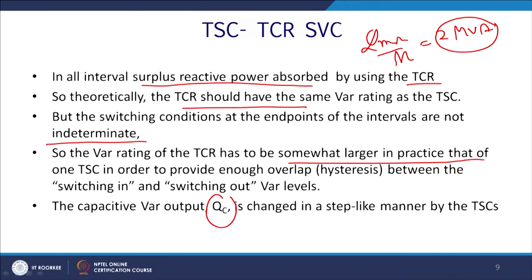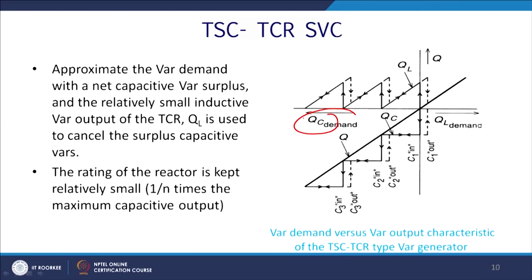The capacitor output VAR QC is changed in a step-like manner, like the TCSC, which we have discussed earlier. So, this is the waveform we require to explain. This is the Q demand and this is the L demand. Once you switch on this capacitor, you get this much of VAR. Once you get this much of capacitor, you get step-like compensations.